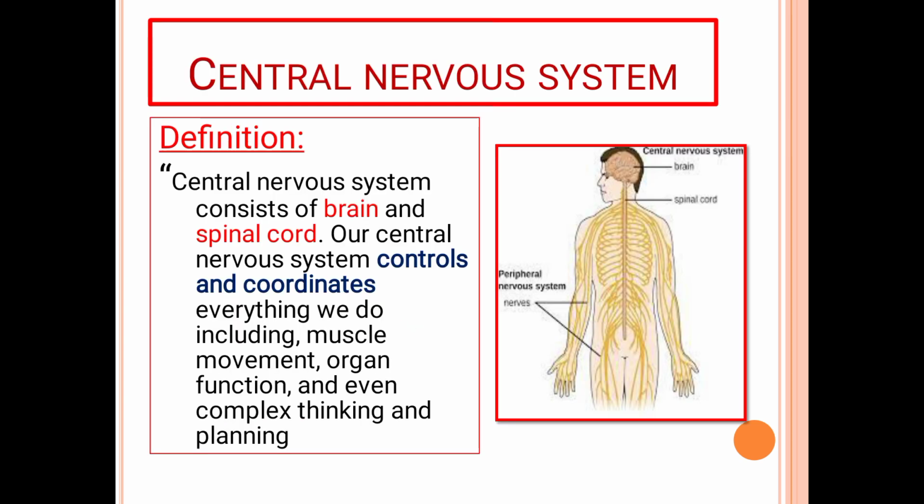First of all, we must know what is central nervous system. Central nervous system is a system of neurons that consist of brain and spinal cord. Our central nervous system controls and coordinates everything we do, including muscle movements, organ functioning, complex thinking, planning, our postures, our reflex arcs, our sensory information, etc.